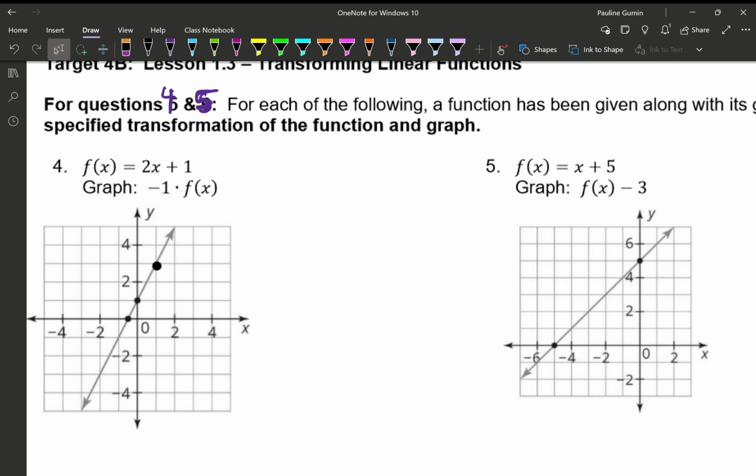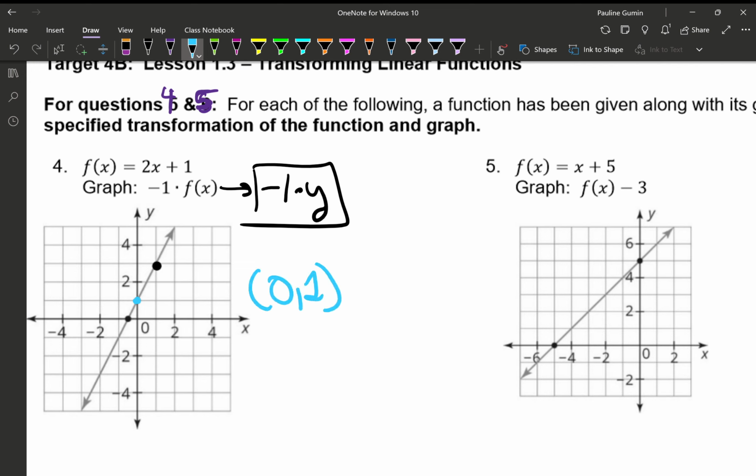So for each of the following, a function has been given along with its graph. All you have to do is do the transformation. So number 4 already has 2x plus 1 graphed. -1 times f of x means take our coordinates and multiply the y's by -1. Now I have 3 points there for you. I don't care which you use. I'm going to personally go with this point, 0, 1. And I'm also going to use this point, 1, 3.